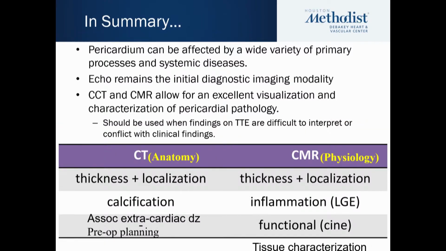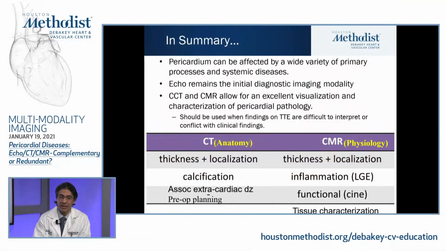I hope I'll summarize it: the pericardium can be affected by a variety of systemic and primary diseases. Echo remains the first line test. CT and CMR allow excellent visualization and characterization of pericardial pathology. Consider CT whenever you need to know anatomy. It's fantastic for locating calcium, disease planning, pre-op planning, and coronary evaluation. CMR is great when it comes to physiology, which includes looking for inflammation, hemodynamics of the heart, and tissue characterization.